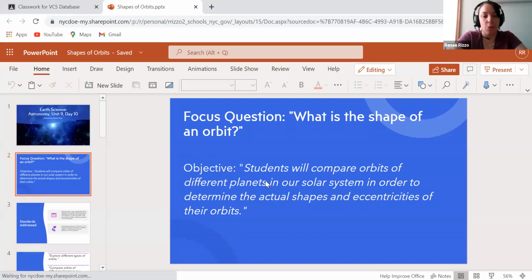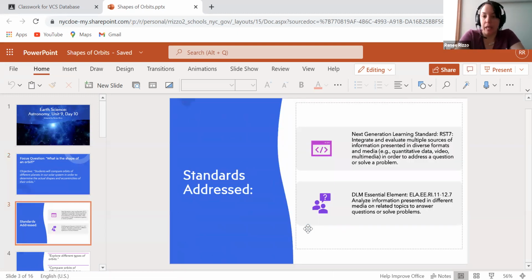The objective, which I also used from the original lesson, is students will compare orbits of different planets in our solar system in order to determine the actual shapes and eccentricities of their orbits. So the standards I believe were addressed. Next generation learning standard: integrate and evaluate multiple sources of information presented in diverse formats and media in order to address a question or solve a problem.